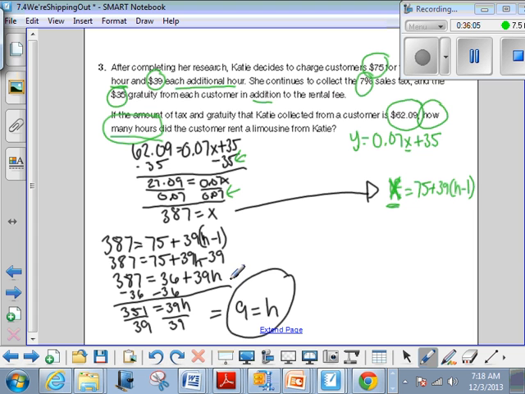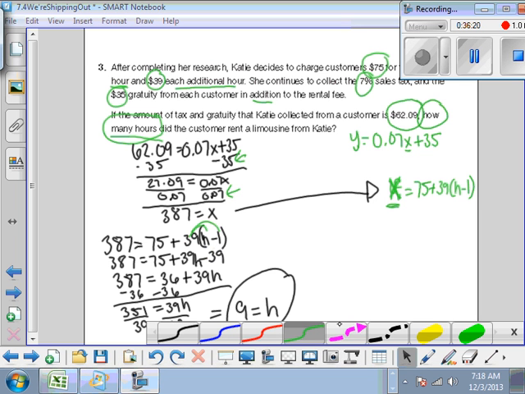Then I started to simplify. To solve the equation, I subtracted 36 from both sides and then divided by 39, and that gave me my answer: the hours is equal to 9, or 9 equals the number of hours. So they rented for 9 hours.